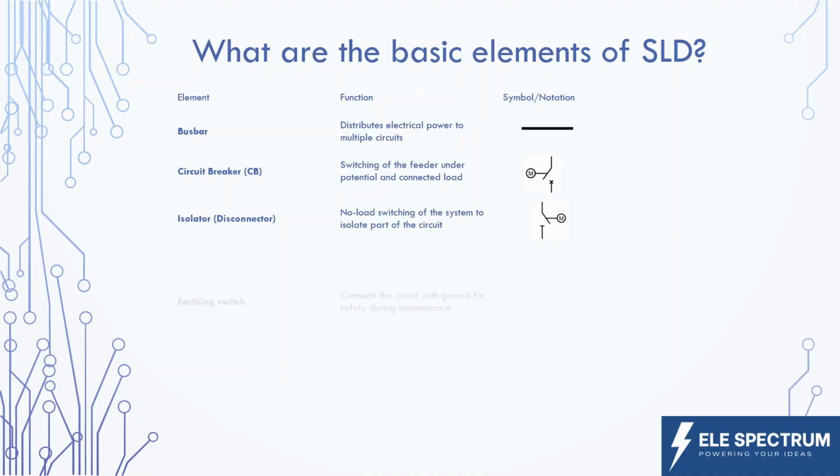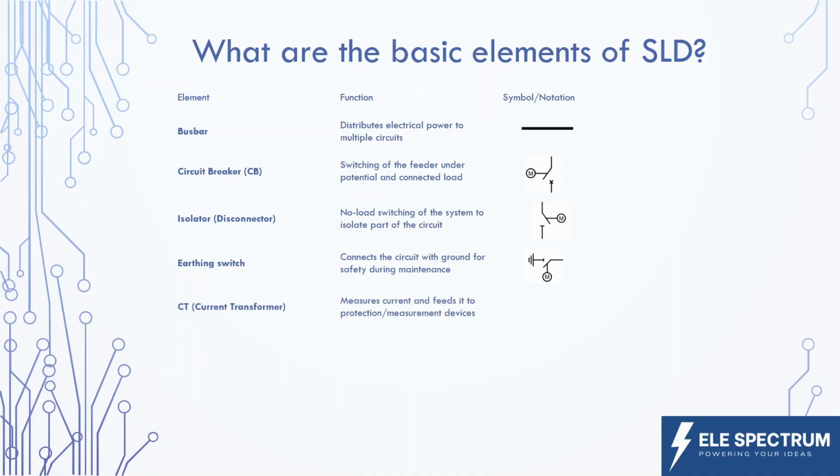Next element is an earthing switch. An earthing switch is used to connect the circuit with ground. It is used to get rid of the trapped charges, which is highly required for the safety during maintenance. An earthing switch is represented like a switch, but one part is connected to the ground and one part is connected to the circuit, as it can be seen in the symbol.